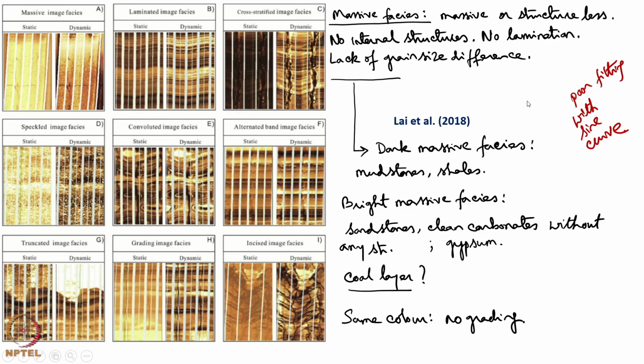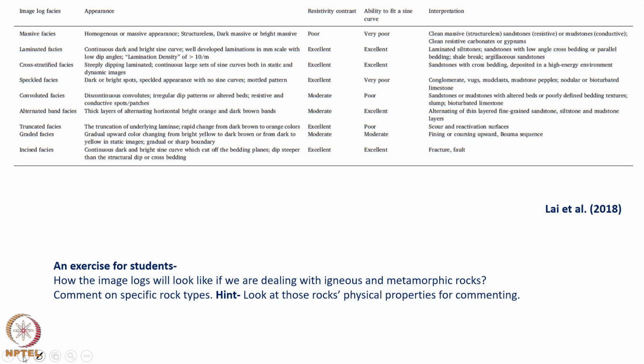If we summarize this in a tabulated format, then from the same research paper, Lai et al., that is how it is summarized. The massive facies appearance is homogeneous or massive, structureless, dark massive or bright massive, 2 types, and the ability to fit a sine curve is very poor. The interpretation is what I have already stated.